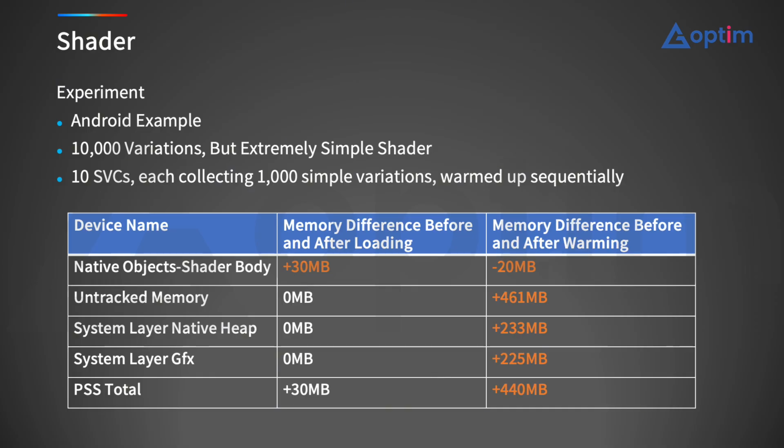When using system-level profiling tools, we observed something interesting. Native heap memory and graphics memory showed very similar growth patterns. This confirms that shader program generation directly affects system-level allocation. Overall process memory, what we call PSS total, also increased significantly. Earlier, I mentioned that warm-up can sometimes reduce shader-based memory. Here is why. During warm-up, shader GPU programs are generated early. Runtime shader compilation overhead is shifted to initialization time.